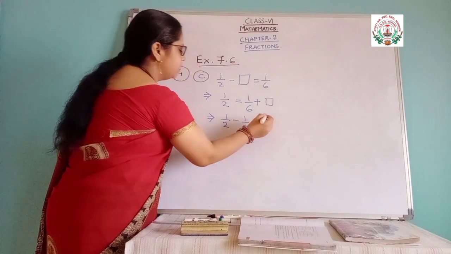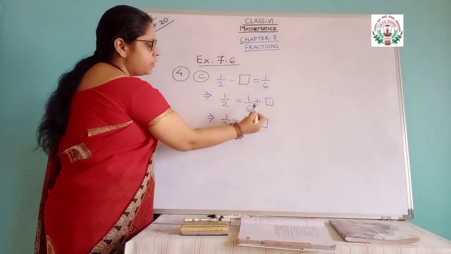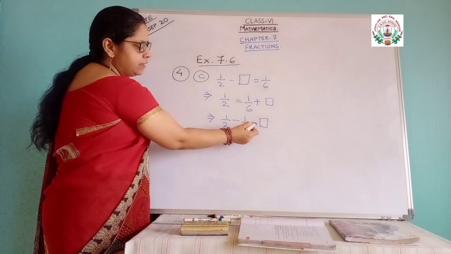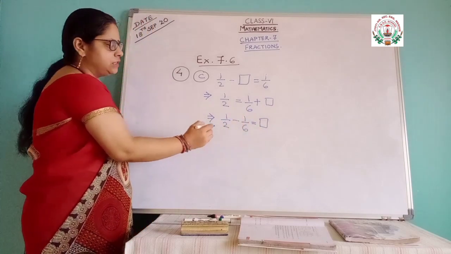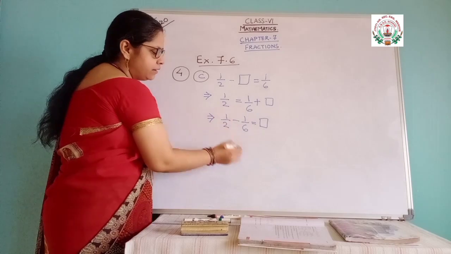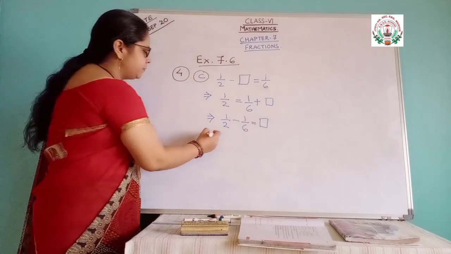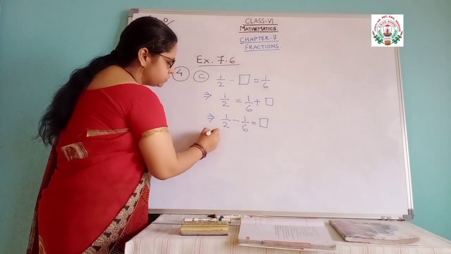And the box is already there. Here it is plus box. So we are not writing any sign here, because no sign means positive sign. Now it is a question like question number 1 of 7.6. So we are just solving.